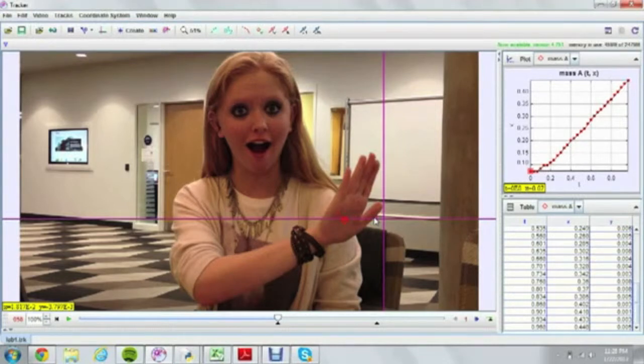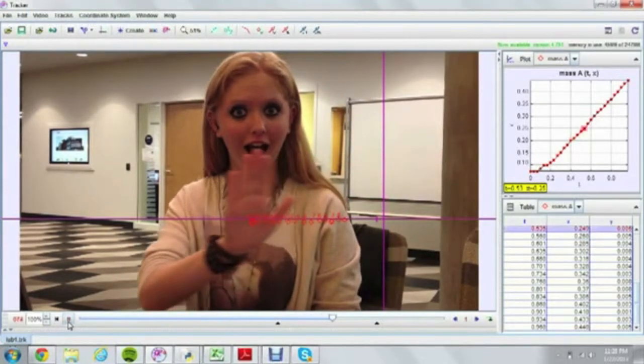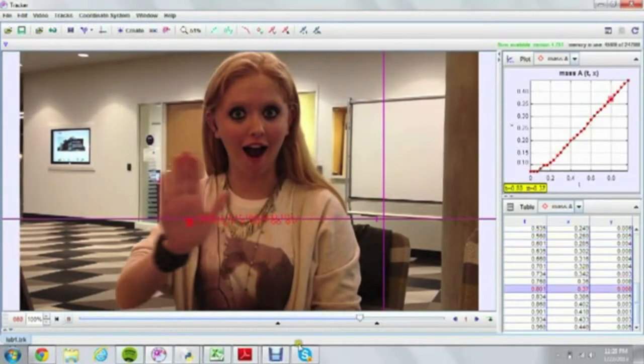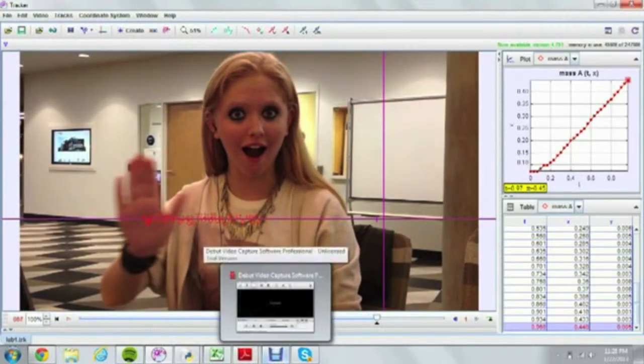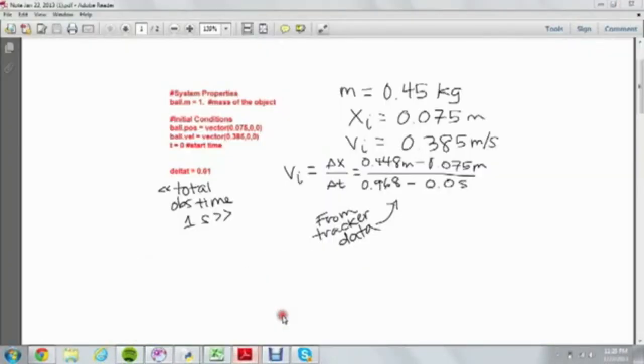The time length for the frame is about 1/30th of a second. The total clip time is around 1 second. The last frame was before her hand is completely stopped. To predict the motion, I needed the mass of her hand, which I took to be 0.45 kilograms. I used the initial position of the ball, which I got from the analysis of the first frame of the video.